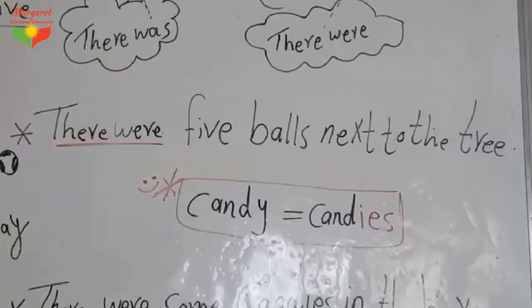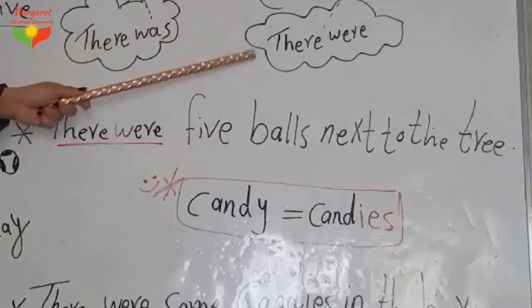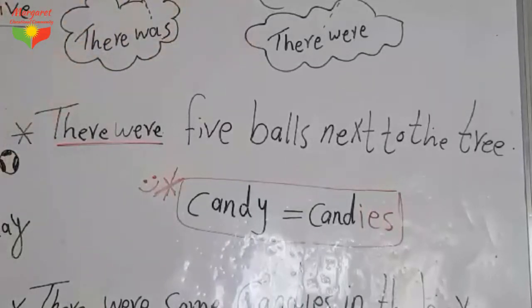Okay, now we will talk about there were. If you look at the picture, I changed both pictures. Okay, right now, if you count the balls, let's count together. 1, 2, 3, 4, 5. So how many balls? 5 balls. There are, in present time, I'm going to say it this way. Oh, look, there are 5 balls next to the tree. But I wrote last Friday, so I should talk about these balls in past time. Okay, in past time. How can I talk about these balls?